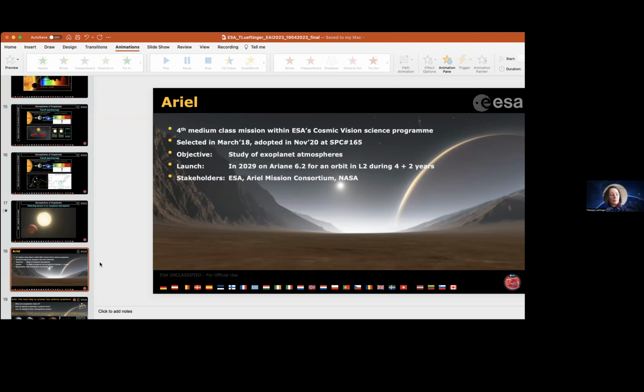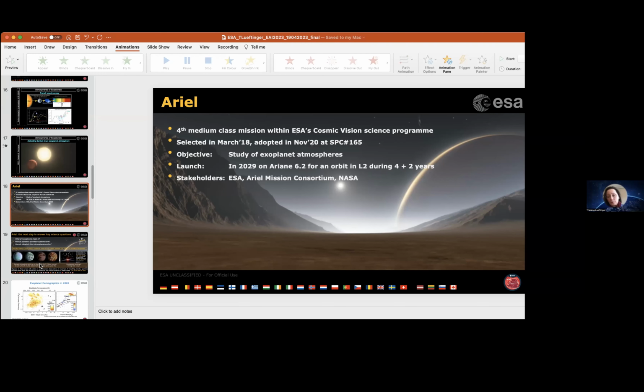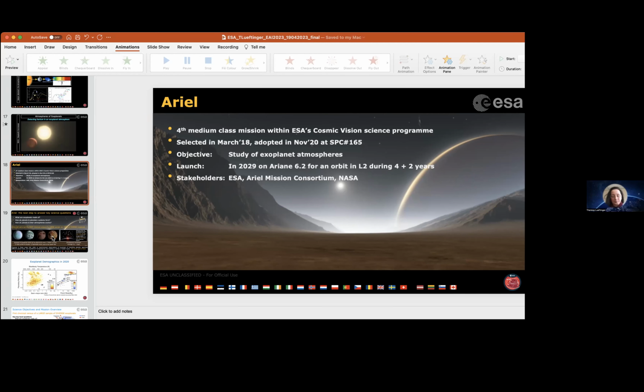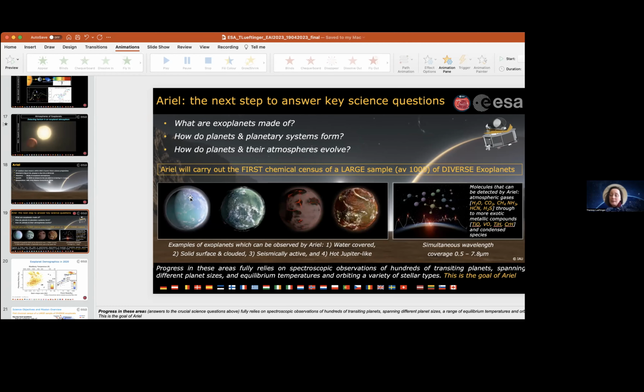Stakeholders are the European Space Agency, the Ariel Mission Consortium, and NASA is contributing as well with detectors, and possibly also JAXA and CSA are joining. So the main scientific questions we want to answer with Ariel is what exoplanets are made of. We don't know that yet, really. We also want to find out how planets and planetary systems form and how planets and their atmospheres evolve.